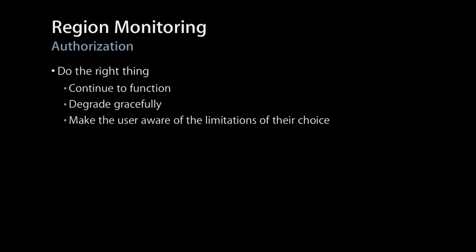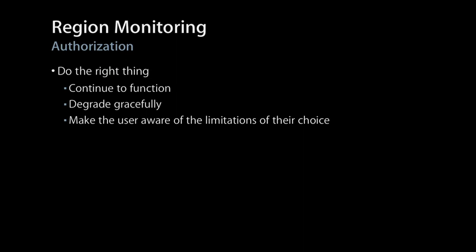So as I said, you want to make sure that you do the right thing for when users tap Don't Allow. Your app needs to continue to function and not just sit at a blank screen if the user declines location services. You also need to make sure that the application will degrade gracefully and still continue to work for the parts that don't require location services. And then you want to make the user aware of the limitations of their choice.